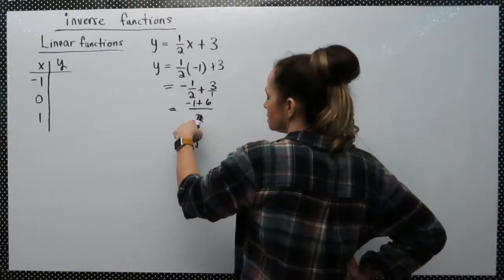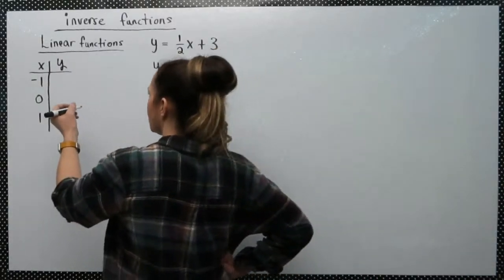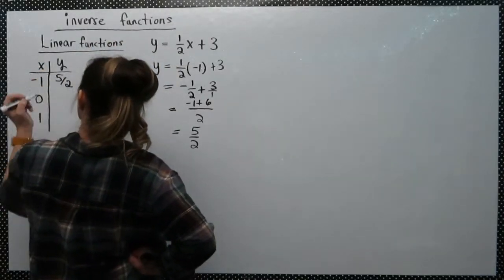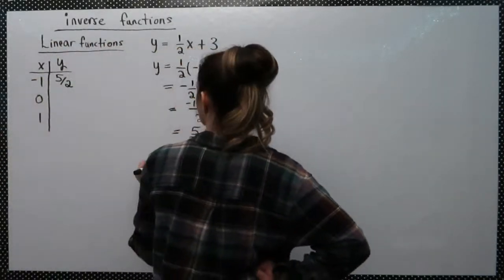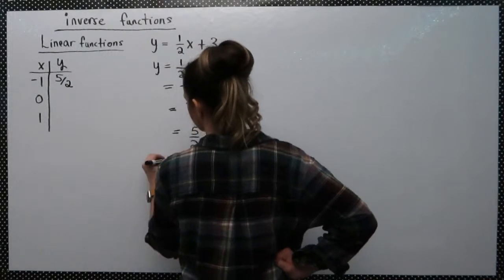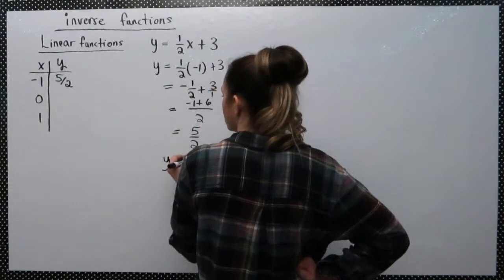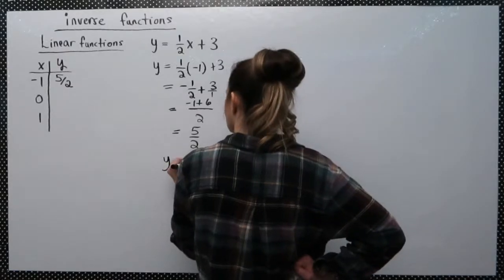6 minus 1 is 5/2. So I had -1 and 5/2. And then I am terrible at coming up with examples, so I just pulled this out of the top of my head. So we'll just go with it. So we have 1/2 x.